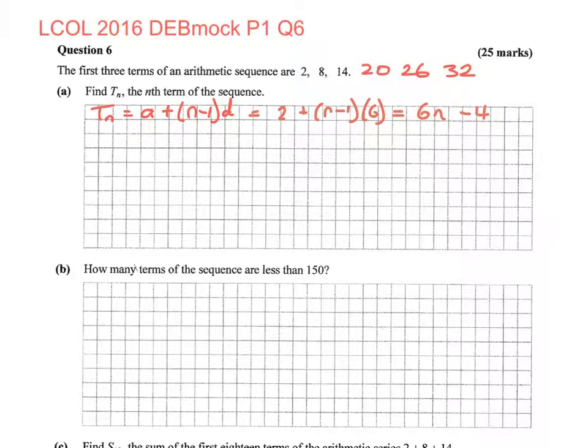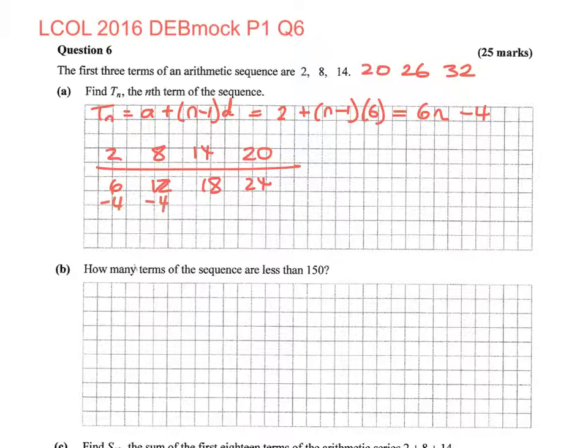Another way of doing it is appreciating the structure of a linear sequence. A linear sequence is made up of basically a times table and a constant number. If I think of the numbers 2, 8, 14 and 20, since it's going up by 6 each time, the times table that goes up by 6 each time is the 6 times table. If you imagine what the 6 times table looks like, what would I do to each of those numbers to make them the same as my actual sequence? Well, if I took away 4, I'd get 2.